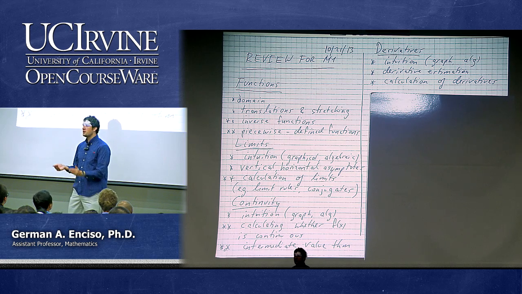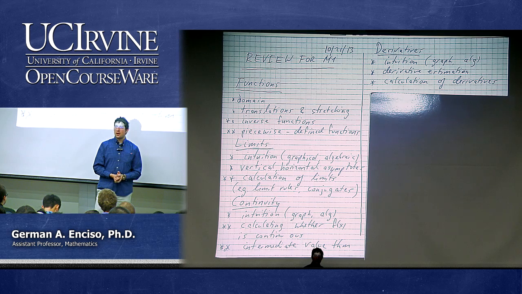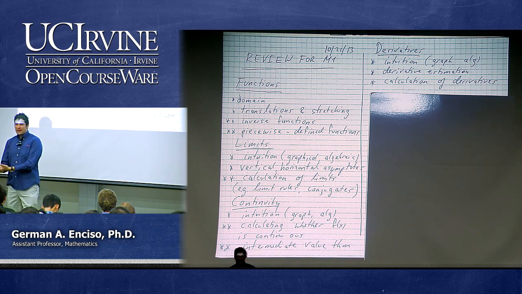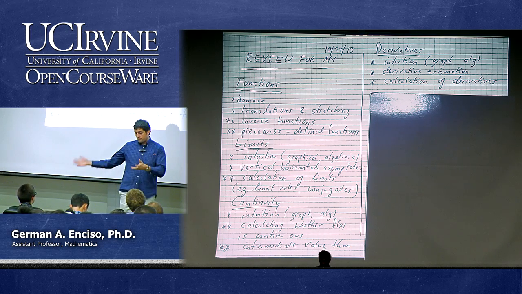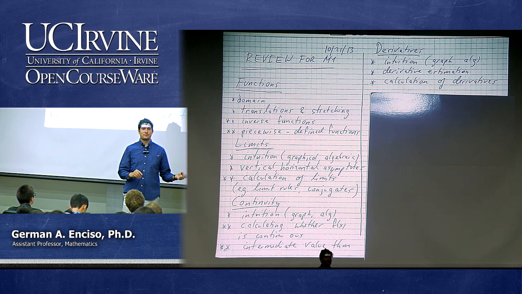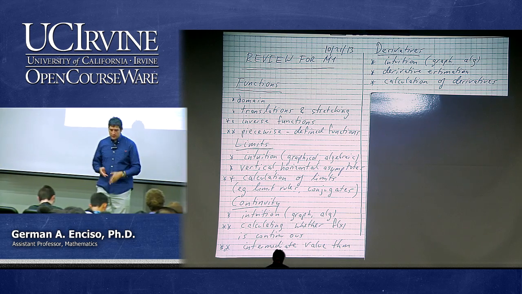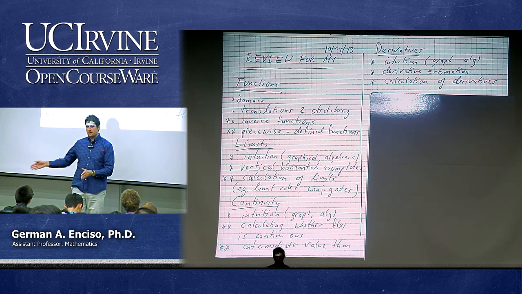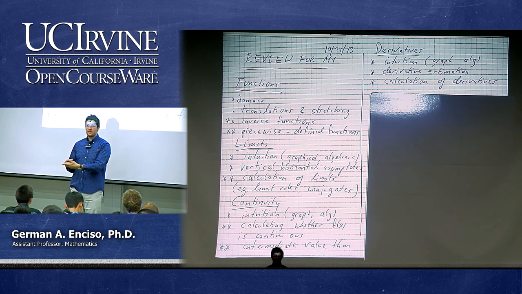For example, the function e to the x and the function logarithm of x, natural log, are inverse functions of each other. So if you take a number, you take the logarithm, and then you take e to the that, you get back x. If you take a number, you take e to the x, and then you take logarithm of that, you go back to x once again. Okay, so you can cancel them out with each other.